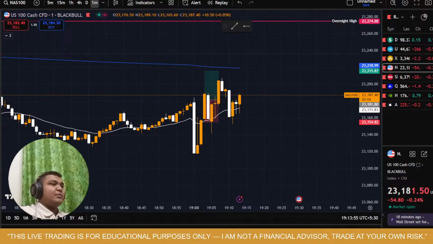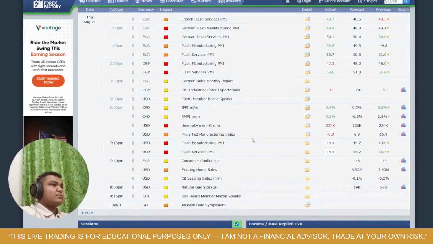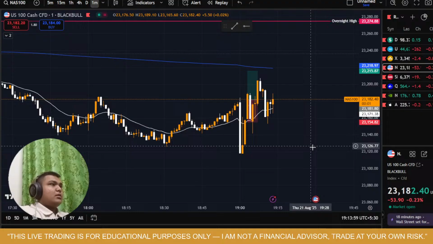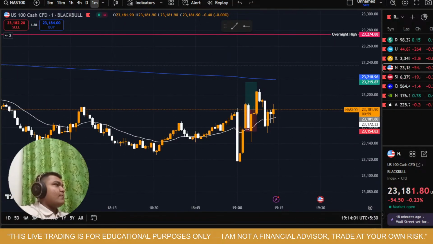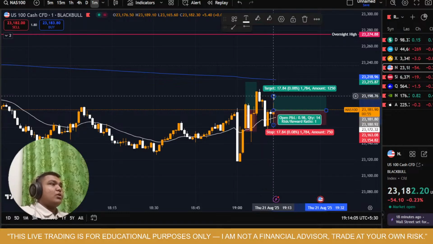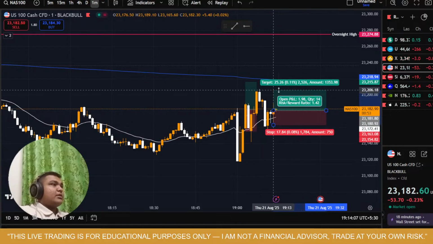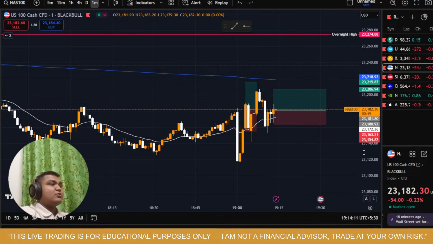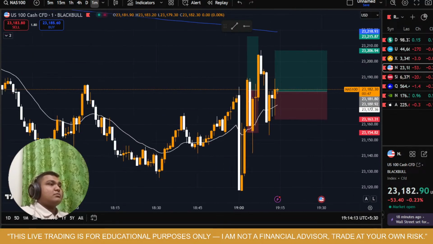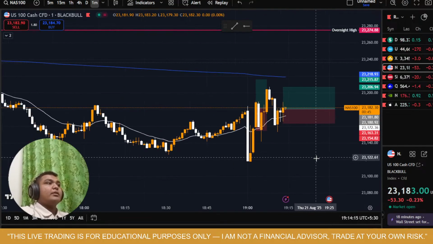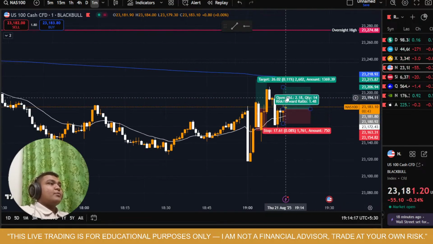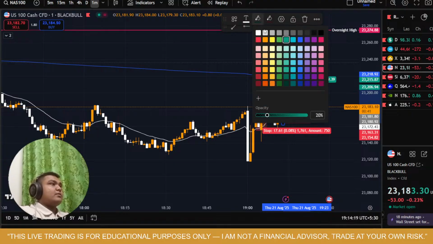This can start ripping up here. We have news in just 1 minute, but we'll see. If anyone is still joining right now and wants to grab a long, we can take this with the SL below this level: 17 points risking to make 26 points. That's what I actually trade, correct? So that's what it is.